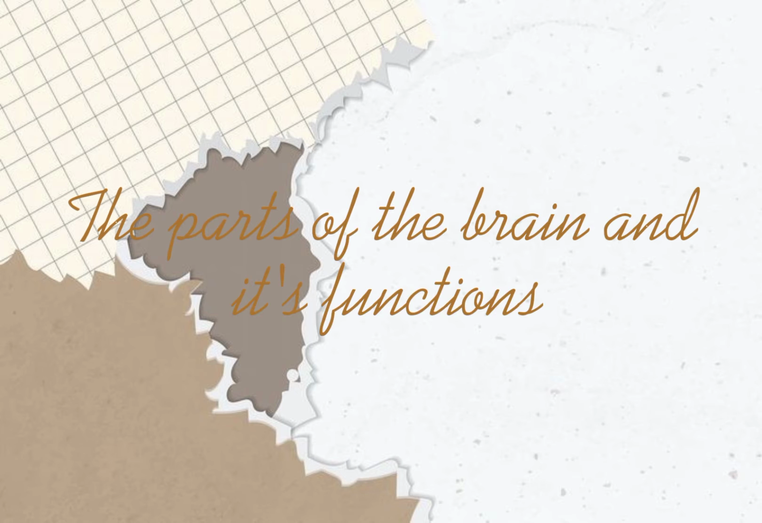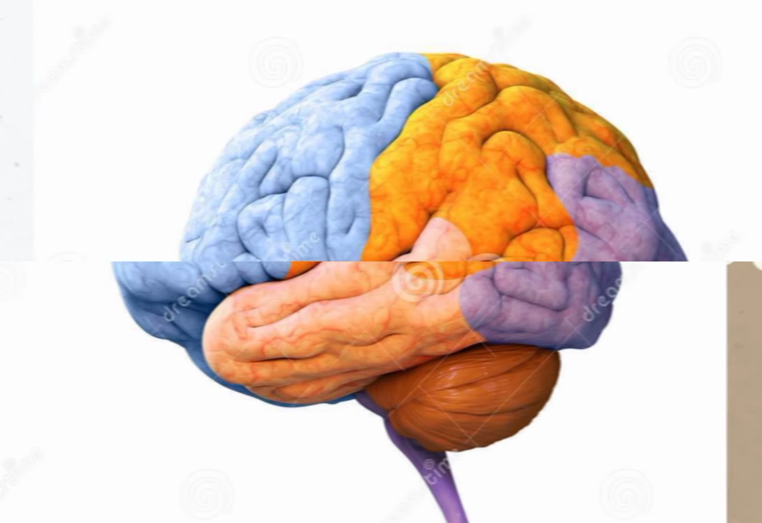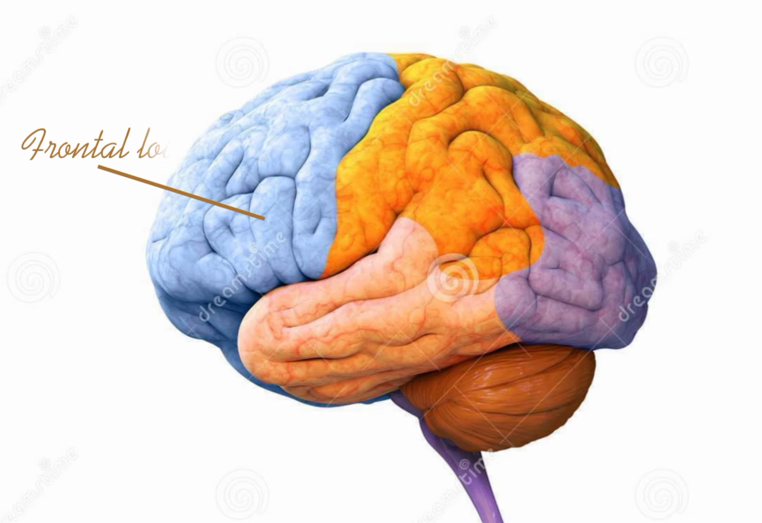So for today's video, I will introduce to you the parts of the brain and its functions. First is the frontal lobe. The frontal lobe is responsible for higher cognitive functions such as memory, emotions, impulse control, problem solving, social interaction, and motor function.